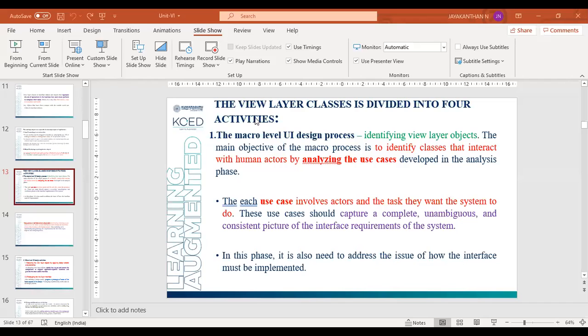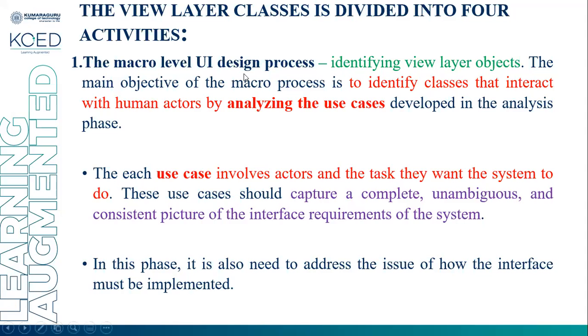We start from the view layer design activities, which we will once revise. View layer class identification is divided into four activities. We'll see the four activities once again, and then go to the macro level design process straight away.